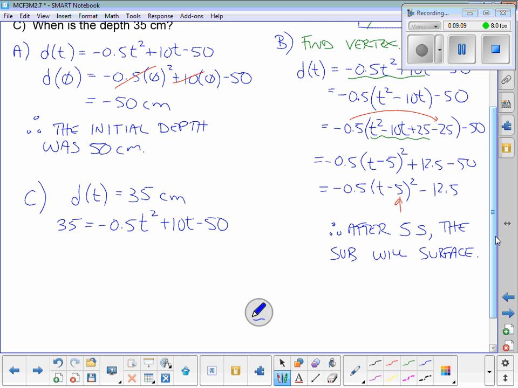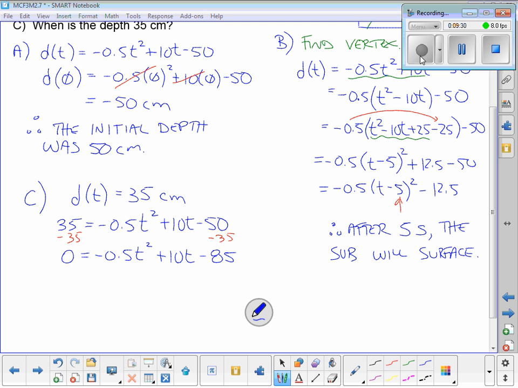We can only solve equations that are equal to 0. So I'm going to subtract 35 from both sides. So I get 0 equals negative 0.5 t squared plus 10t. And that gives me negative 85.